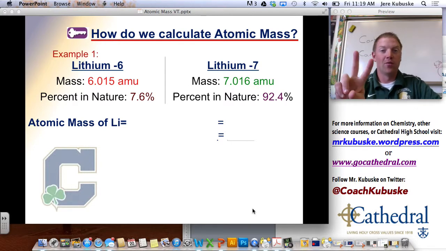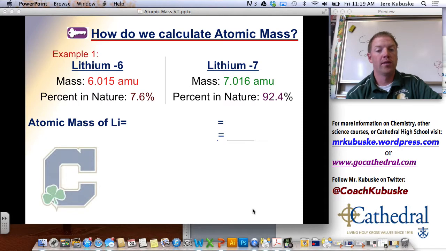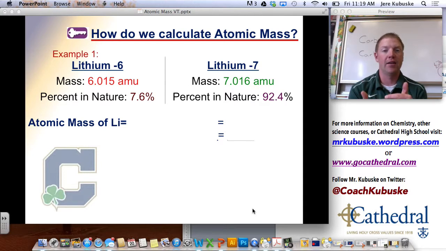Anywho, so we've got two isotopes of lithium. We've got lithium-6, we've got lithium-7. Lithium-6 has an actual mass in AMUs of 6.015. Lithium-7 has a mass of 7.016. So if I just took the average of those two right now, it would end up somewhere in the middle, like 6.5. But remember, I have to take the relative abundance, okay, how much of it is actually found in nature, and I calculate that into the problem.